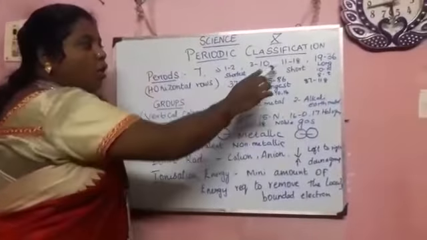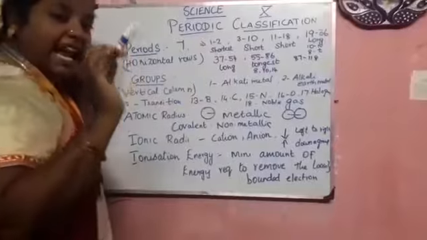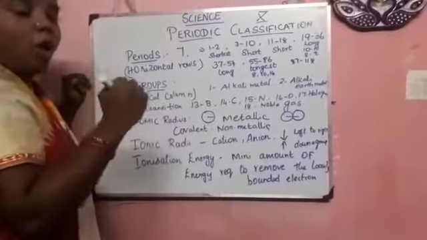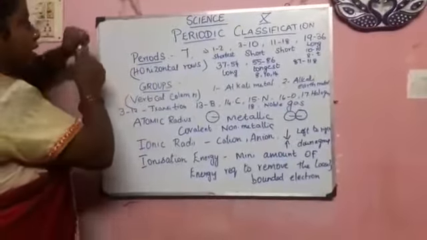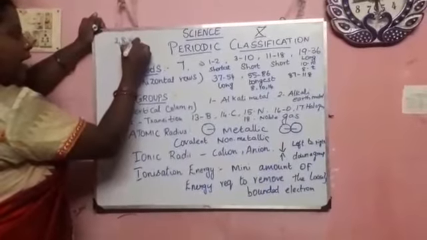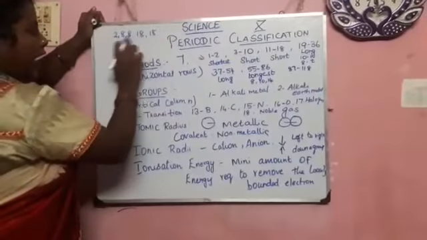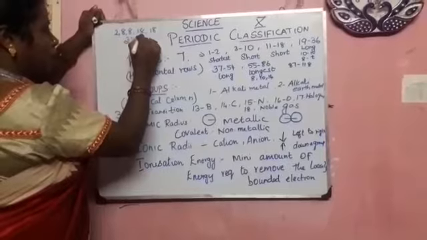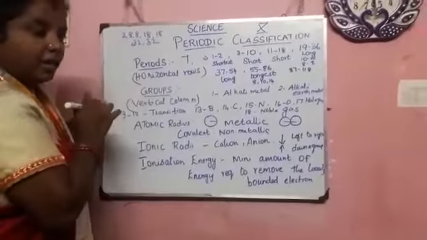The third row is also called a short period because it also has 8 elements. The fourth period is called a long period because here we have 18 elements. This is the way we have seen 2, 8, 8, 18, 18, and 32, so totally we have 32 in the last. This is how the elements have been arranged.